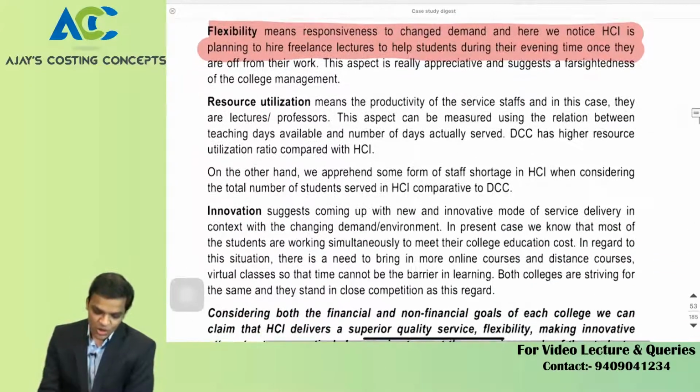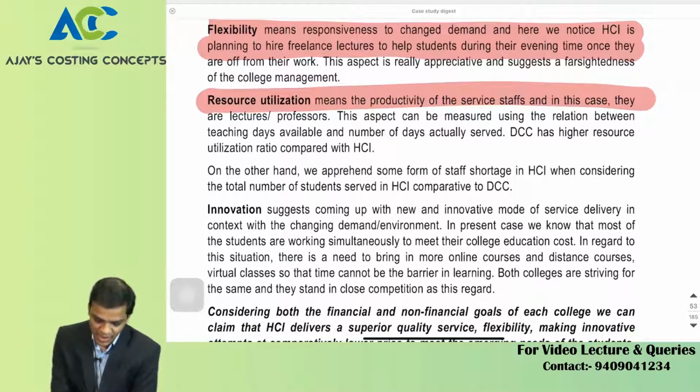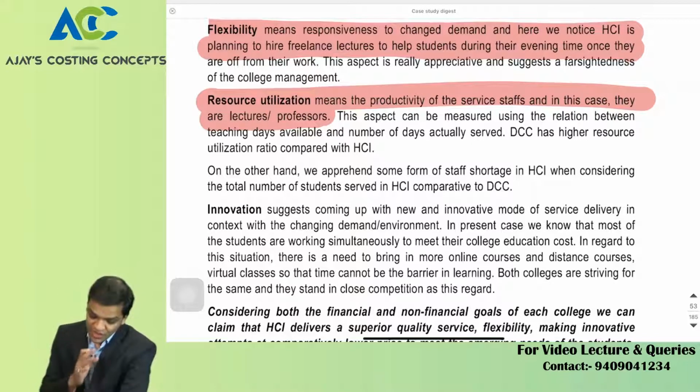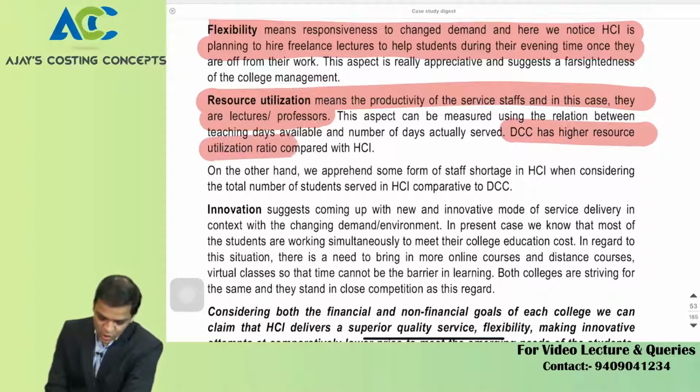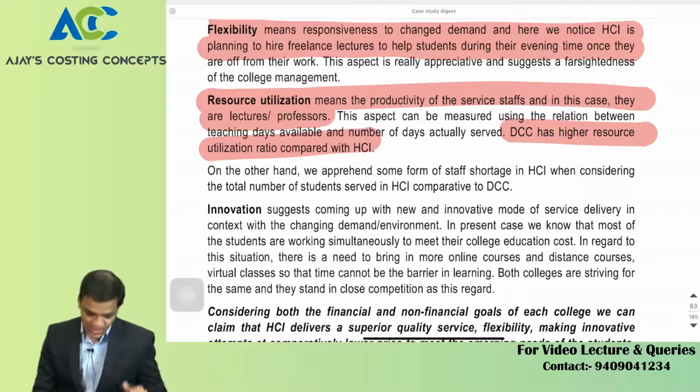When it comes to resource utilization, the productivity of staff and lectures, in this aspect we compare the number of teaching days available with the number of days achieved. So 250 days were available, and out of that 240 days were achieved by DCC, which is higher, and 230 days were achieved by HCI. Again DCC wins the race over here.